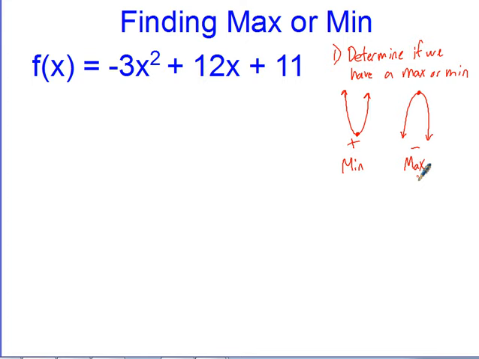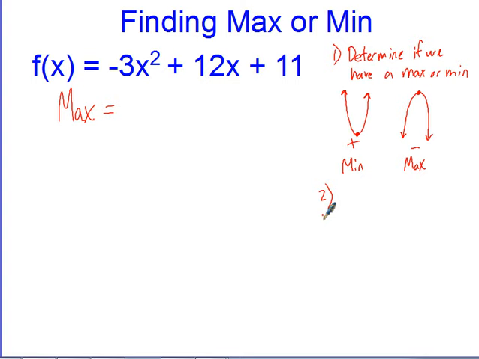So looking at your x squared, the a determines that. The a determines whether it's going to be opening upward or downward. So in our case, our a is negative, so I know it's going to be opening down. So this is going to be a max. So I already know that it's going to be a max. So max equals what? All right? Step 2.